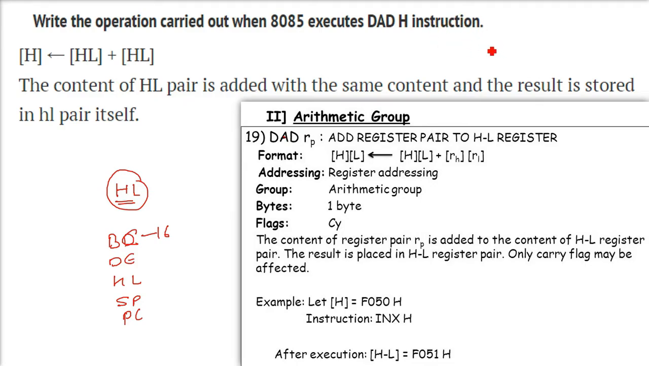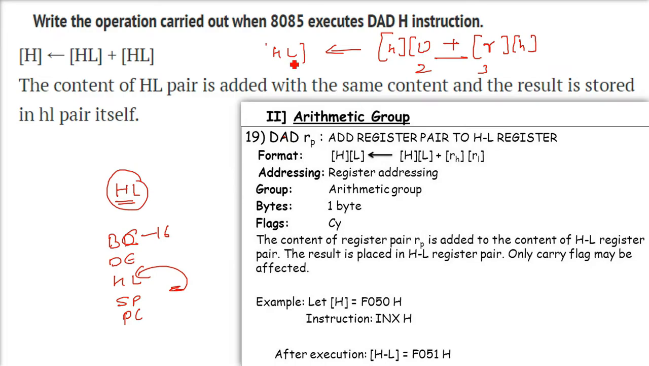The format is basically some register pair, RH, I'm just giving a name, it can be any, but it has to be added to HL. H and L are two 8-bit registers combined, called the 16-bit HL pair. The result will be saved in the HL pair itself. This follows the register addressing mode and comes under the arithmetic group. Its byte size is 1 byte and the flag it affects is the carry flag. So this is an example also.